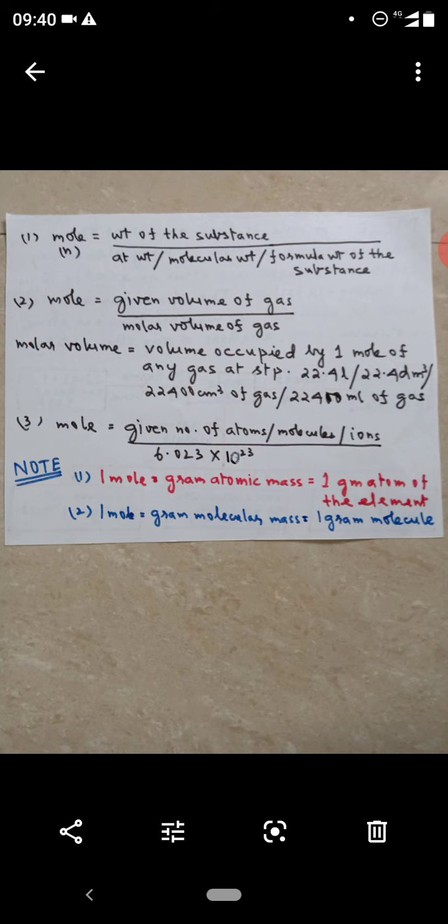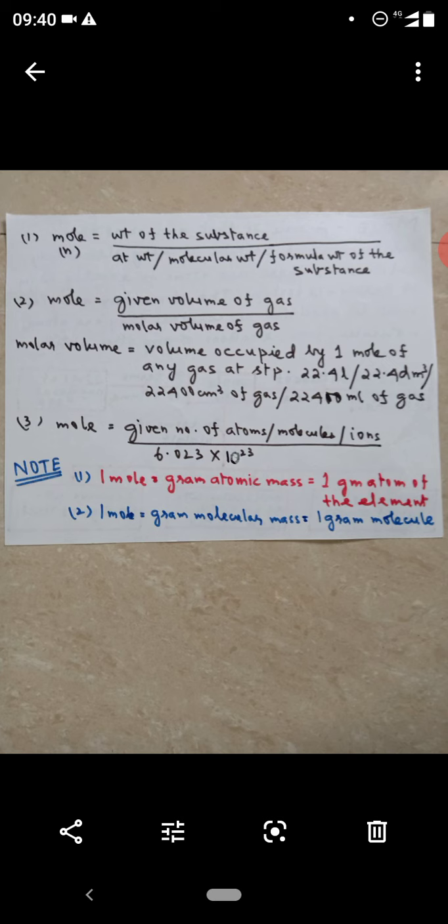So weight of the substance, let us say weight of carbon dioxide is given as 15 gram. What is the molecular weight of carbon dioxide? 44. So 15 by 44 will give you the number of moles. So weight by molecular weight. And if the substance is ionic, then weight of that particular substance given in the question, by formula weight, will give you the number of moles.